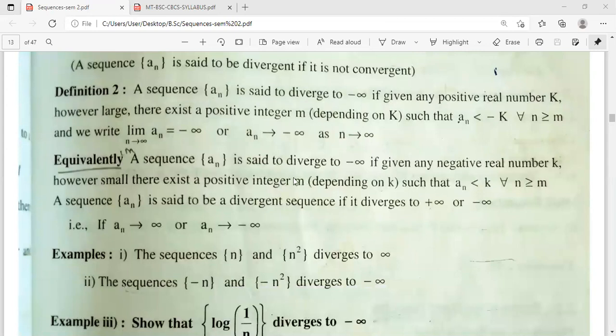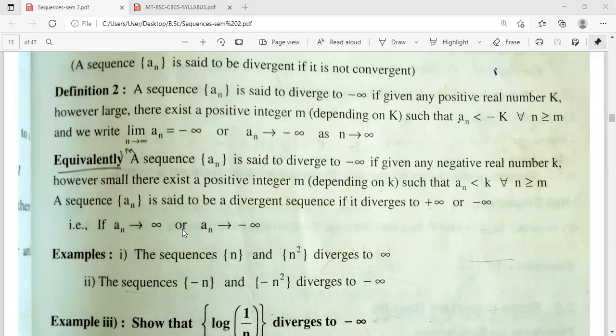Equivalently, the sequence a_n diverges to minus infinity if, given any negative real number k, however small, there is a positive integer m depending on k such that a_n is less than k for every n greater than or equal to m. If a_n tends to infinity or a_n tends to minus infinity, then you can say it is a divergent sequence. If you remember, the limit of a_n as n tends to infinity being plus infinity or minus infinity gives you a divergent sequence.